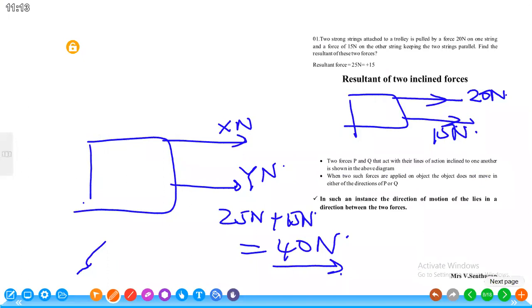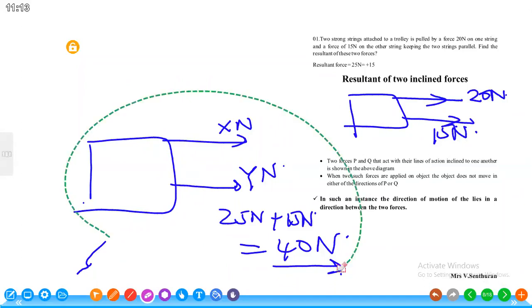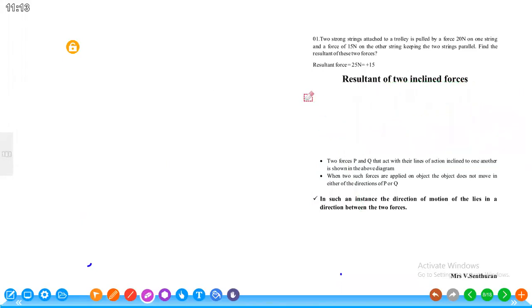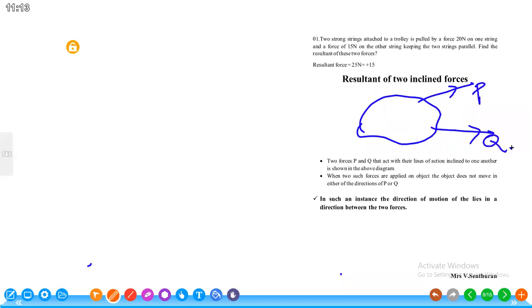Then next one, last one, result of two inclined forces. How to find out the result of two inclined forces? First of all, the forces are not parallel. And second, how to find out the resultant force when, say, P Newton and Q Newton act. The condition is P greater than Q. So the resultant force is towards the P Newton.